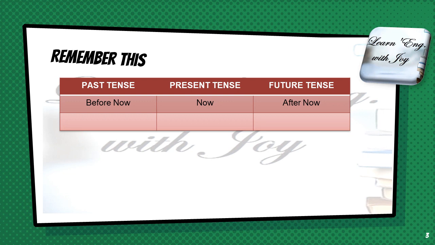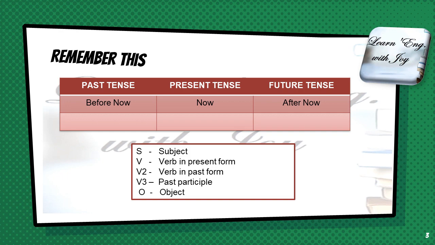So before now, it can be a few moments before now, a few days before now, and future will be a few moments after now, a few days after now. Remember these as a key for all the tables that you will see. S stands for subject. V is a verb in the present form. V2 is a verb in the past form, and V3 is a past participle. O is the object.